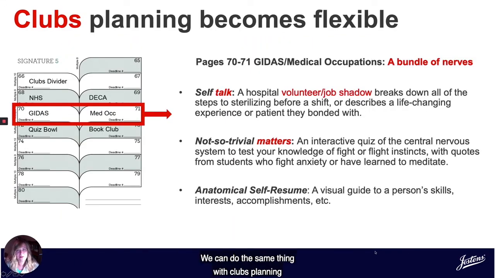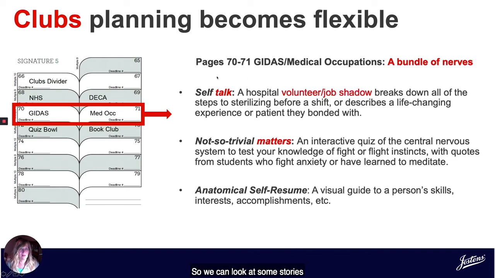We can do the same thing with clubs planning, and this is really great because we all know that clubs come and clubs go. There will be clubs that promise that they're going to be very active during the year that never actually meet, and there'll be clubs that crop up halfway through the year and you have to scramble and figure out how to cover them. So we might take something like medical occupations and GEDIS, which are both related to health and well-being, and we might change the topic of that spread into a bundle of nerds.